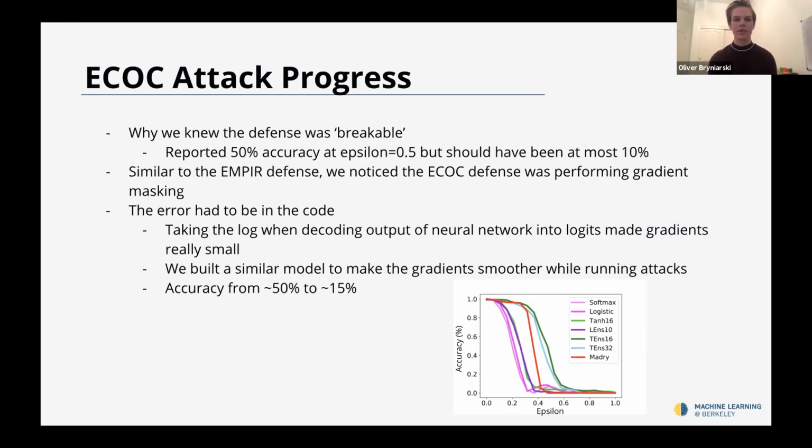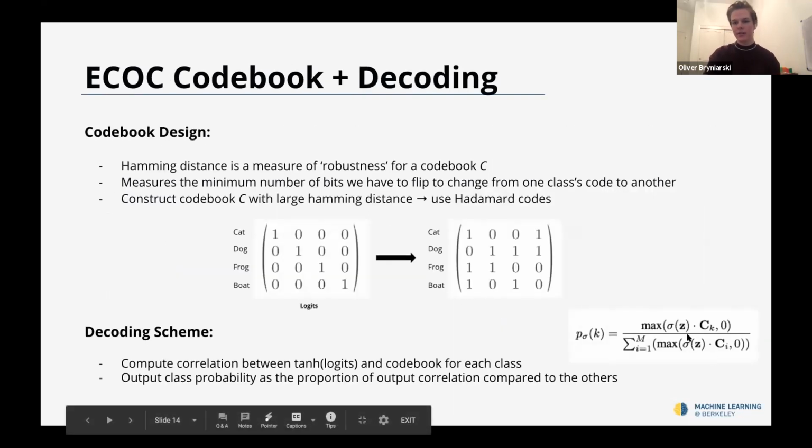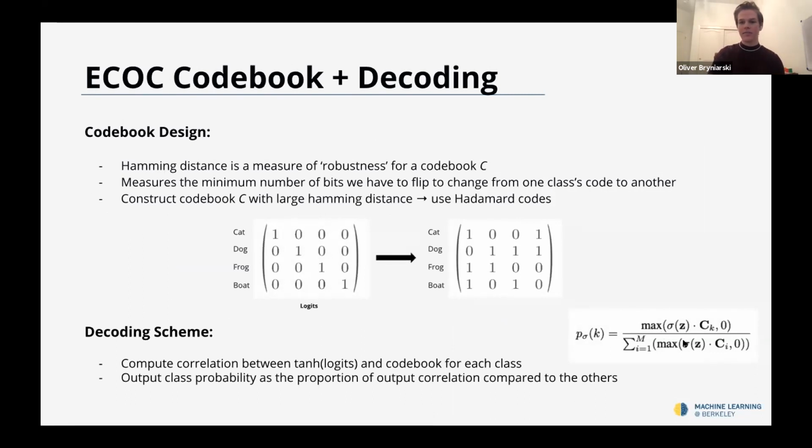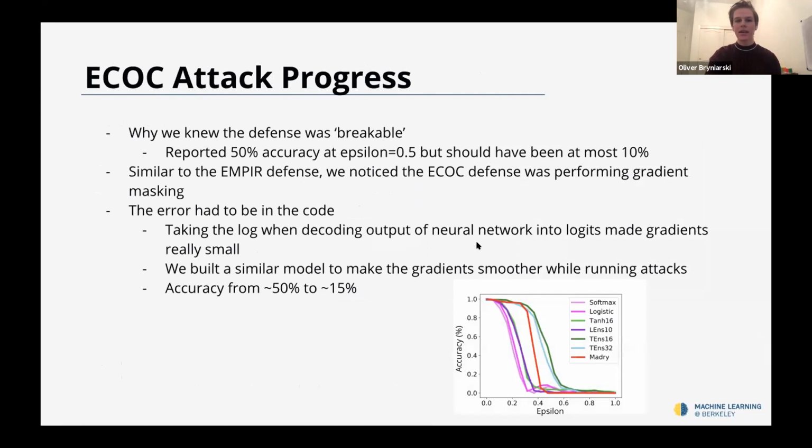And so similar to the impure defense, we noticed that the error correcting code defense here was performing gradient masking. And the way that we realized this was in this loss function here, you realize that they take some sigmoid function, and in the actual code, when you look at this, they take the log of this. They take a log in the loss somewhere. And after they take this log, it causes the gradients to get really, really small. And it causes a vanishing gradient issue.